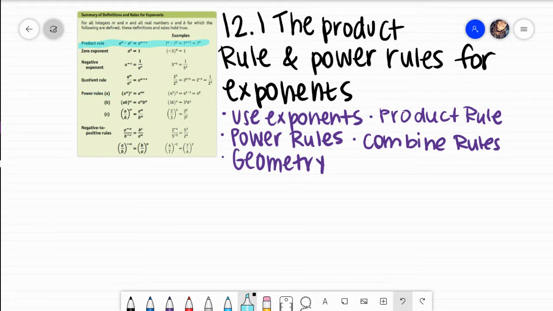But if you notice here, there's quite a lot of rules. And so it can get very easy to mix these up. I would just recommend watching this video over and over again, doing the homework as often as possible.